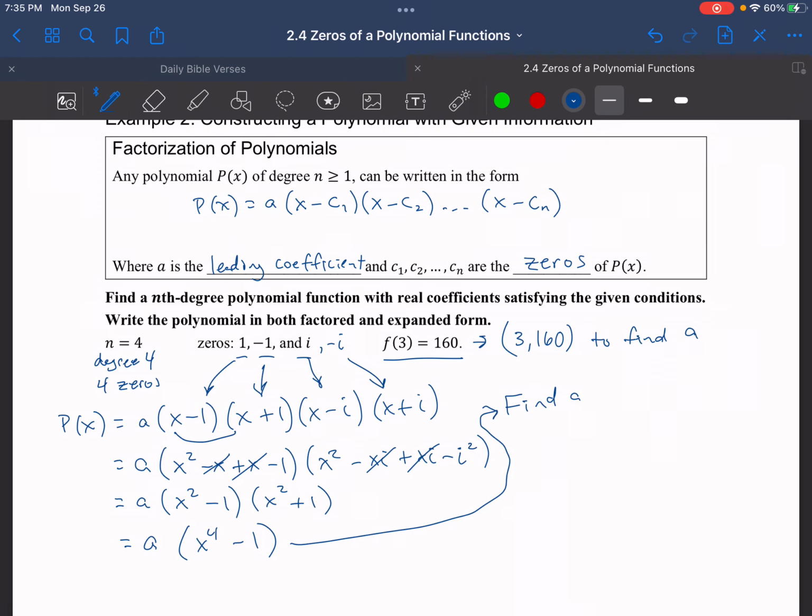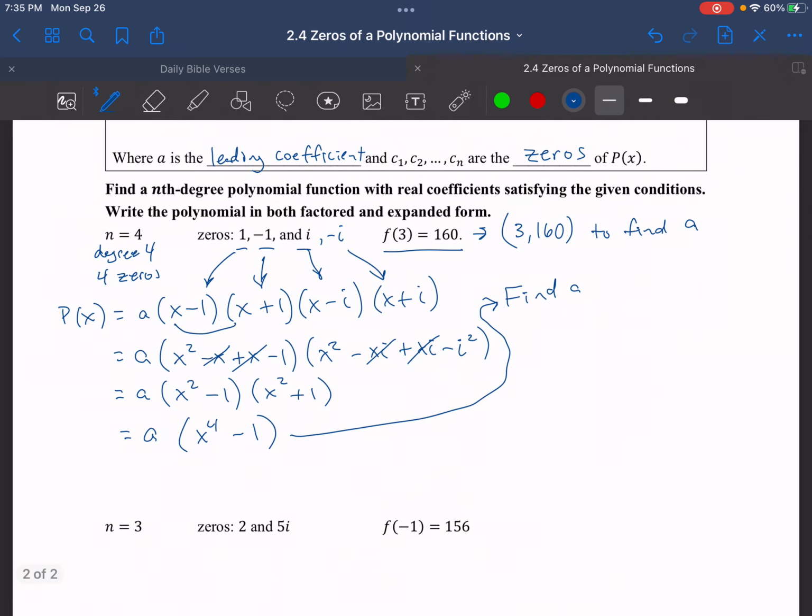Okay, now we're going to find A. To find A, we can plug in that point (3, 160). So finding A, we plug in 160 equals A times (3 to the 4th minus 1), just like that. We're just plugging that in. 3 times 3 is 9, 3 times 3 is 9 again, and 9 times 9 is 81, because that's like 3 squared times 3 squared. So this is 81 minus 1, which is 80, and then we divide both sides by 80.